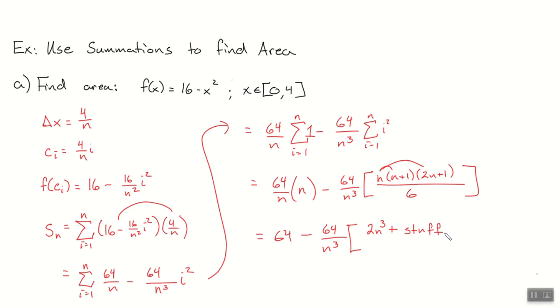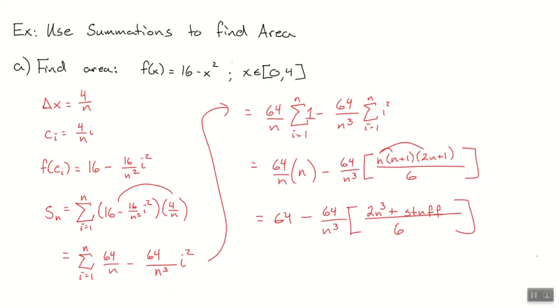There's a bunch of other stuff that shows up here. I don't need to write it because it's all going to fall out. Over 6, your job this weekend. I want you to finish this. You should confirm to me that you get what for this one? 64. And then beyond that, I want you guys to do this assignment over the weekend.